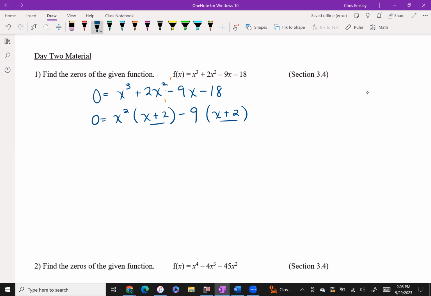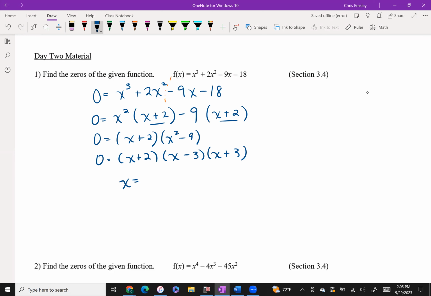If these two match, factoring by grouping worked for us. So yay, we factor that x plus 2 out front. What's left behind is x squared minus 9. And that factors again because it is the difference of 2 squares. So we set each one of these factors equal to 0, and we get our 3 zeros. We get x equals negative 2 from the first factor. We get x equals 3 from the second, and x equals negative 3 from the third. There are our solutions.